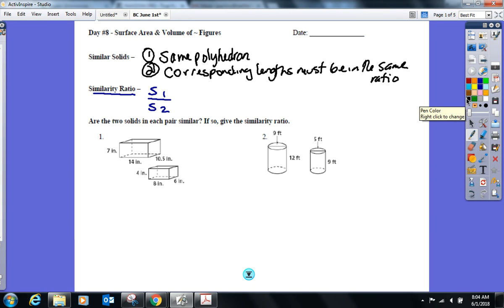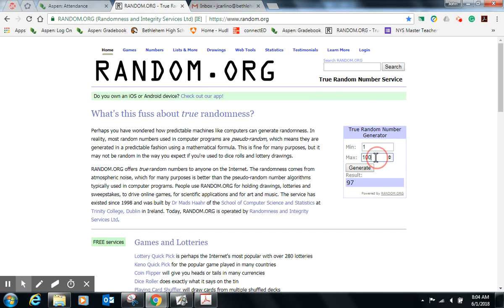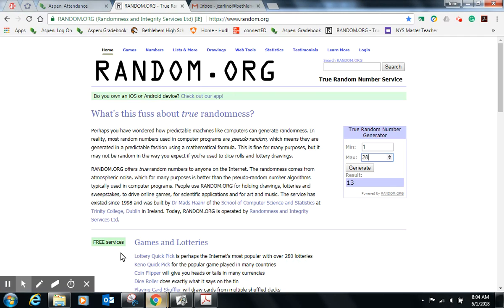All right, are these solids similar or not? If they are, give me the ratio. Same polyhedrons? Check. Now I have to check, are the corresponding lengths in proportion? The same ratio. So give me two corresponding lengths in those prisms. So is 7 over 4 the same ratio as, give me another pair of corresponding lengths. Here you go, 10.